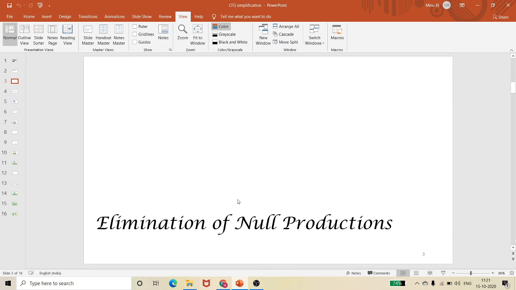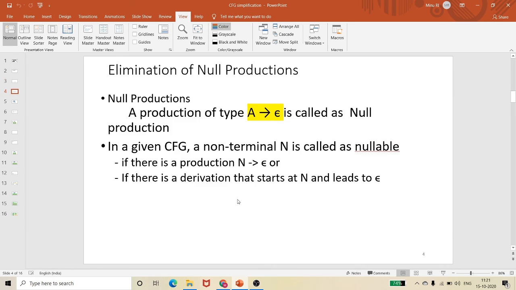First we will see elimination of null production. Here the word null specifies epsilon. So an epsilon production is simply a production without any input. There is a difference between epsilon and phi. In our grammar, if we have epsilon productions, we should eliminate them.